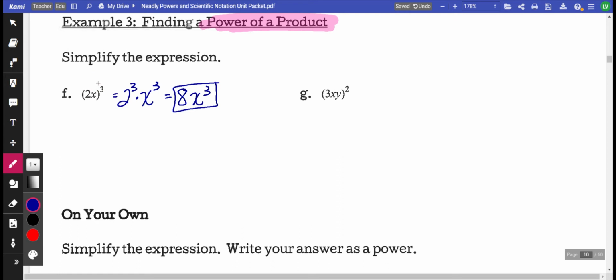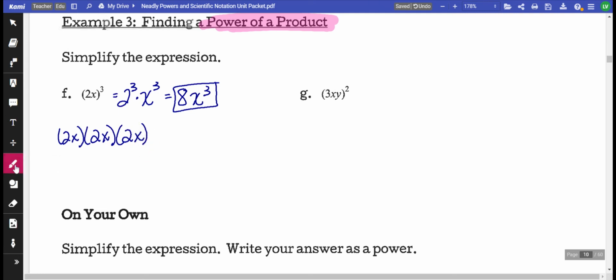Again, we could show the work differently by going the quantity 2x times the quantity 2x times the quantity 2x. And then using the commutative property of multiplication, put my like terms by each other. 2 times 2 is 4, times 2 is 8. And then you have 3 x's, so that's x to the third. Same answer, just written differently.